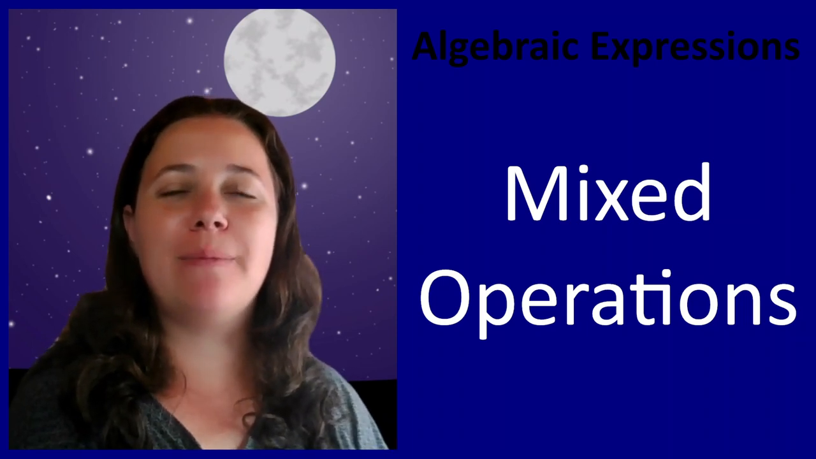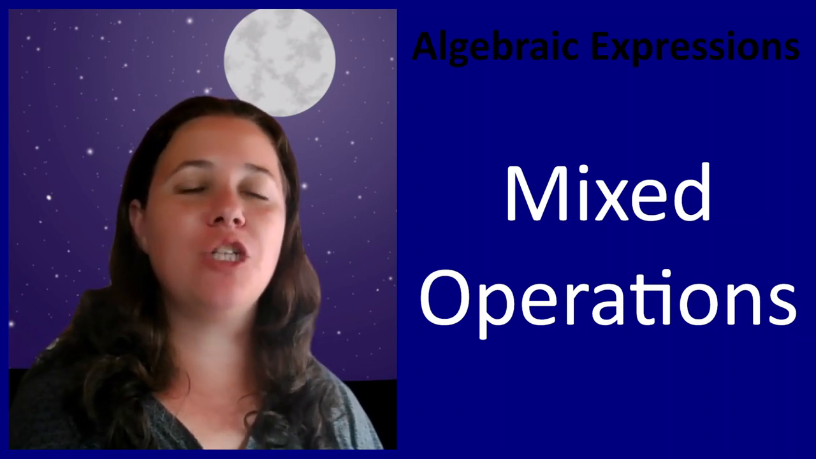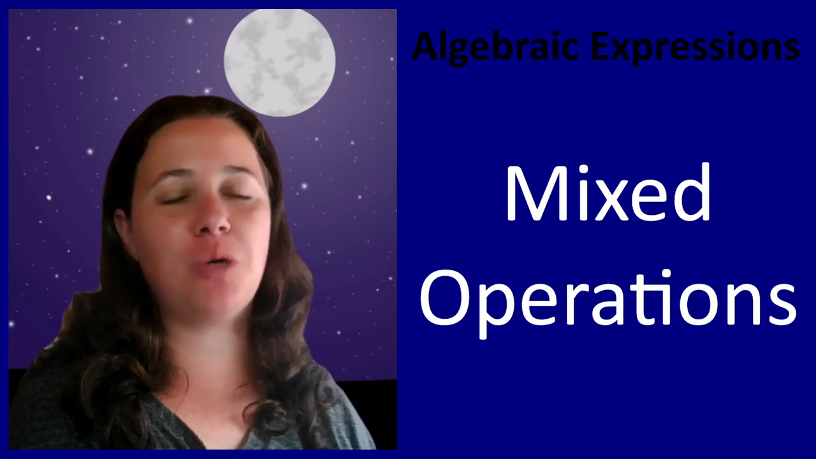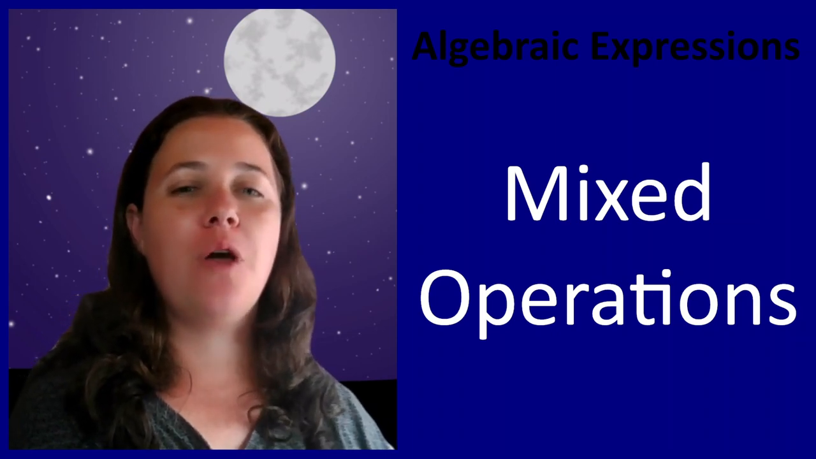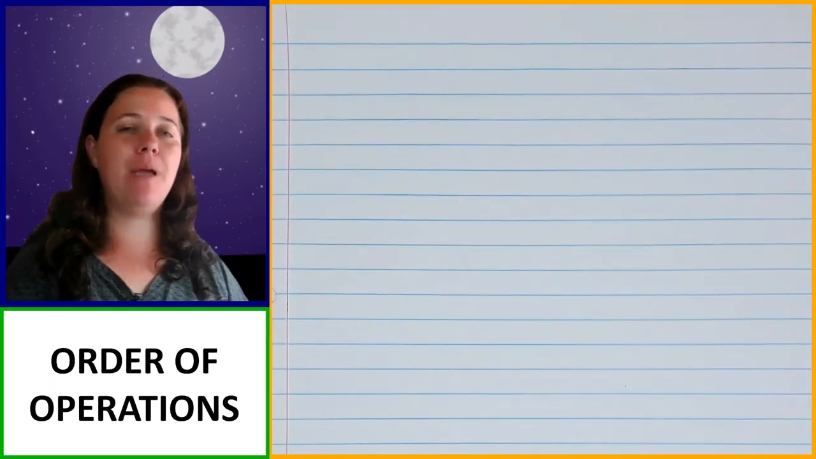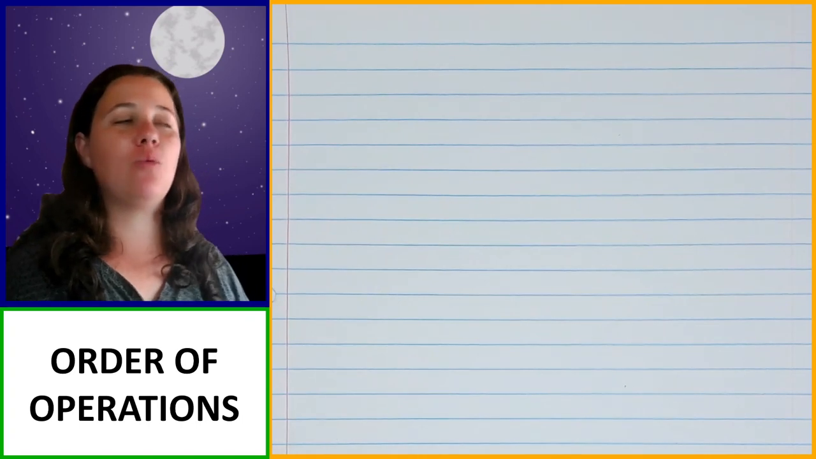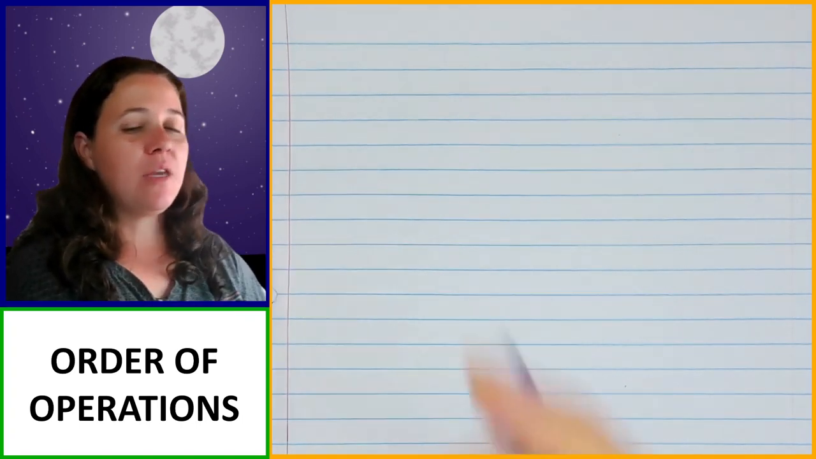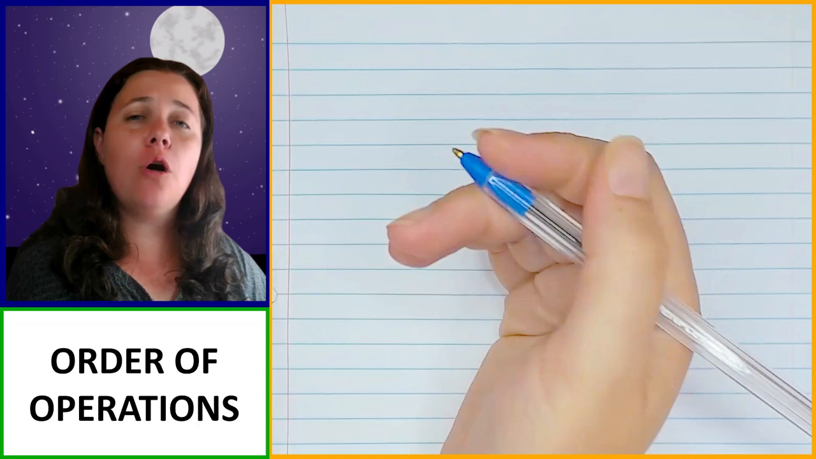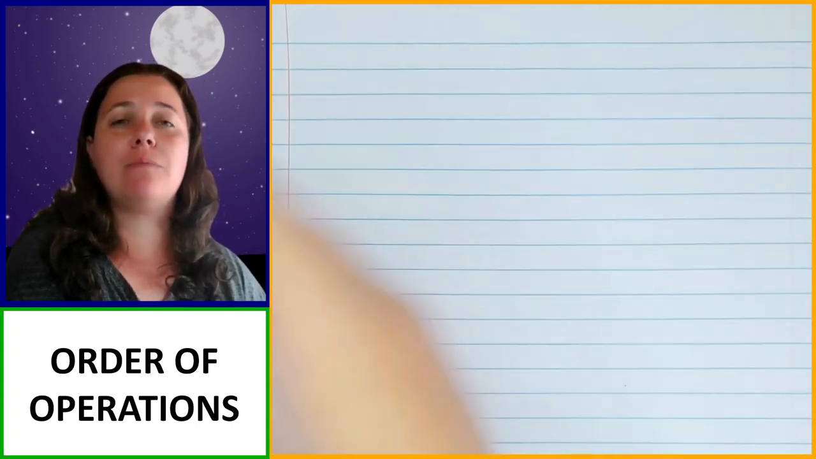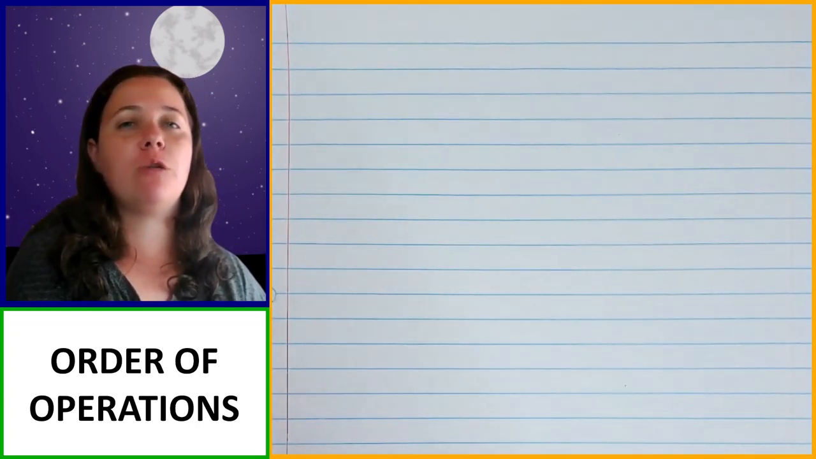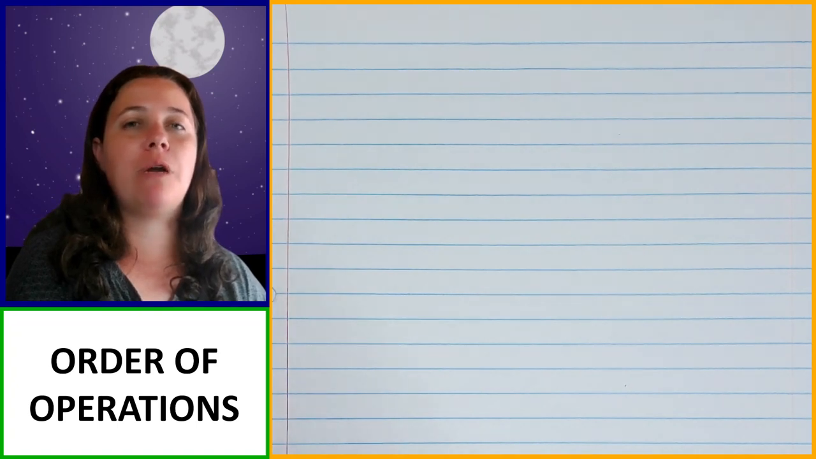Today we're going to be learning about how to simplify algebraic expressions that have mixed operations. We're going to start off by just reminding you about BEDMAS, which is how we work out the order of operations. So remember, when you are presented with a problem that has multiple different operations, addition, subtraction, multiplication, division, exponents, brackets, all of that, then you need to do it in a specific order.